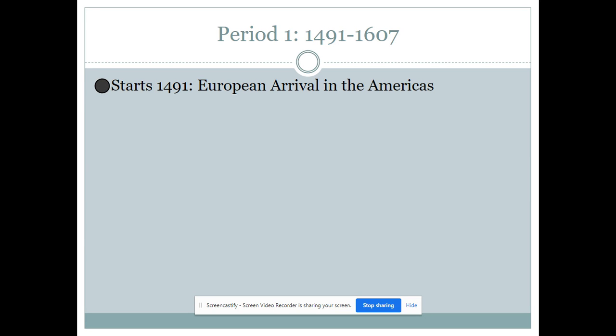We mark 1491 as our beginning of period one because that's when European arrival in the Americas occurs. Of course, we know that plenty of things are happening prior to 1491 in North America, but this is a United States history test, so this is kind of the launching point. And it ends in 1607 with the establishment of Jamestown, really that first permanent English colony that we'll talk much more about in period two.